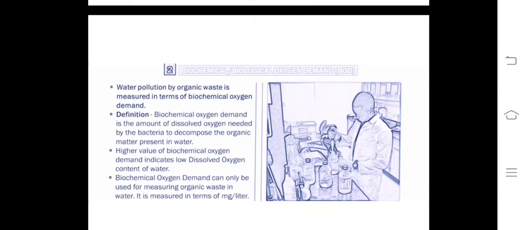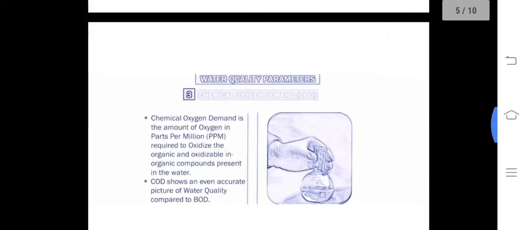It can be measured in terms of milligram per liter. Now we will see the most important parameter of water bodies, that is COD, because COD can give you the best result as compared to BOD and others also.